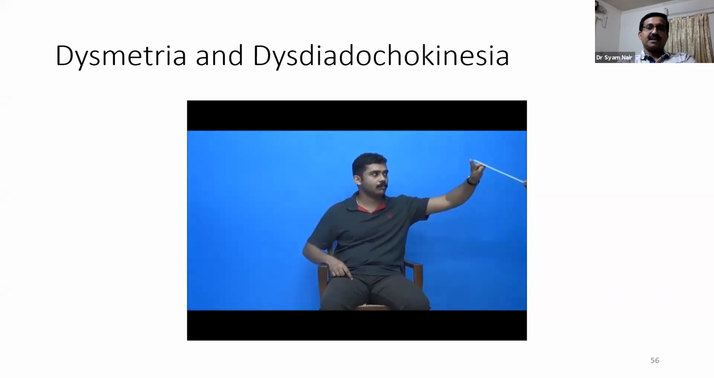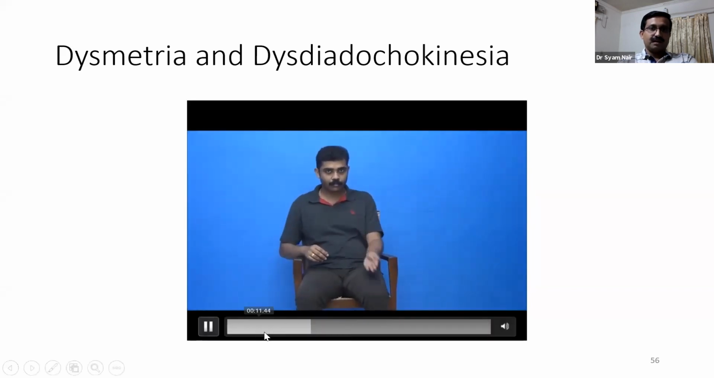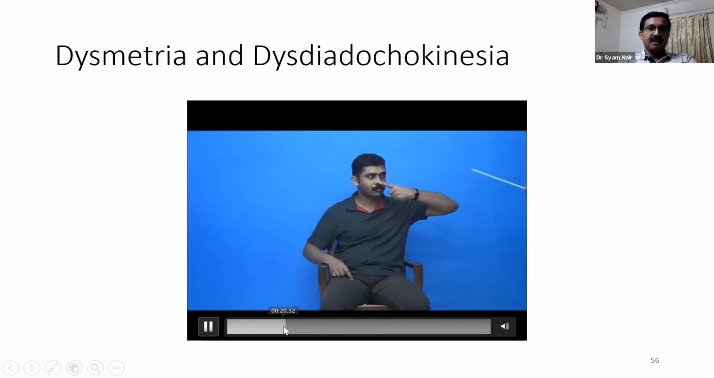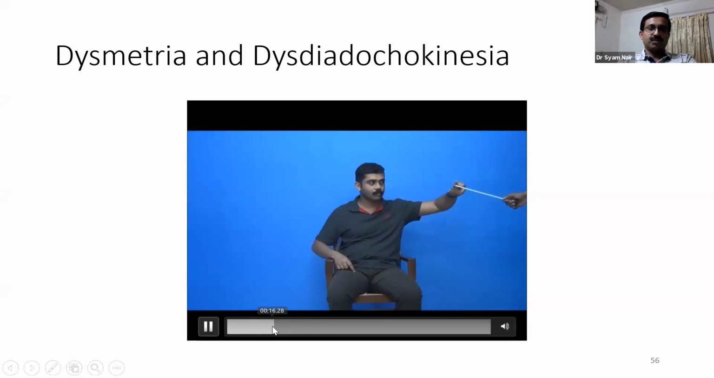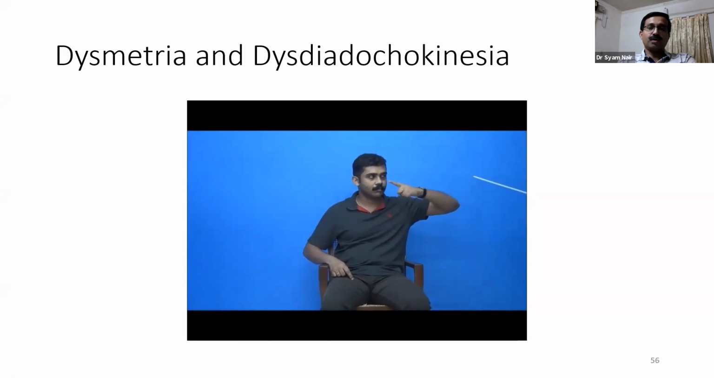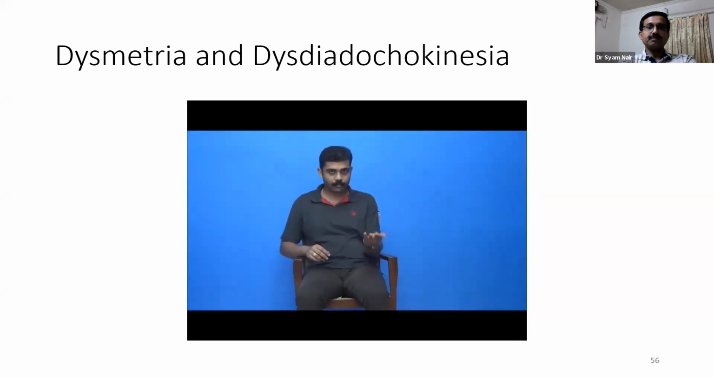And for testing the intention tremor, all the joints should be in action. So the shoulder also should be held in abducted position, and there should be full range of movement in the elbow. Then only the intention tremor component will be evident, as it is shown in this particular video.